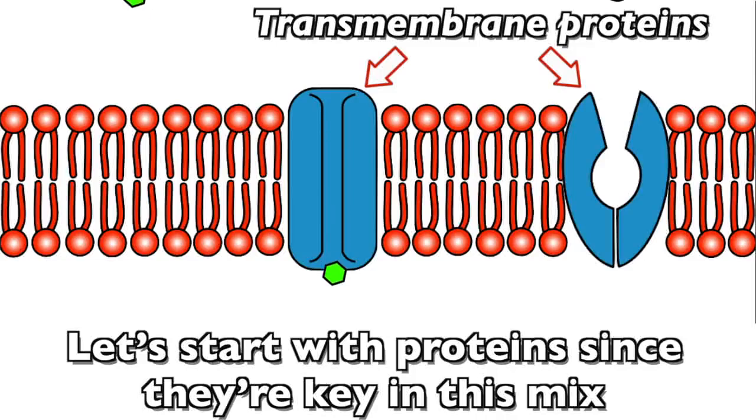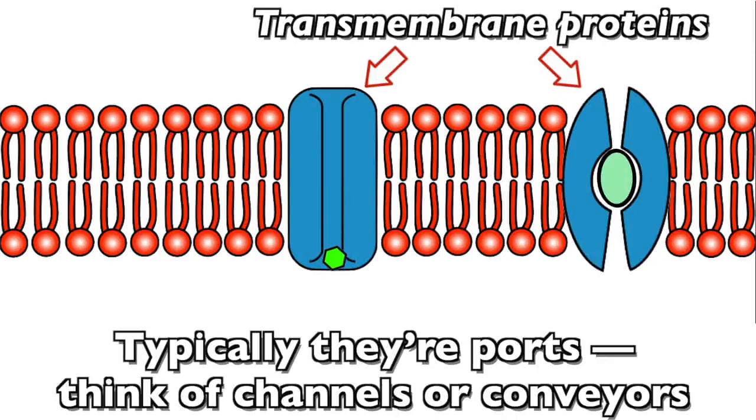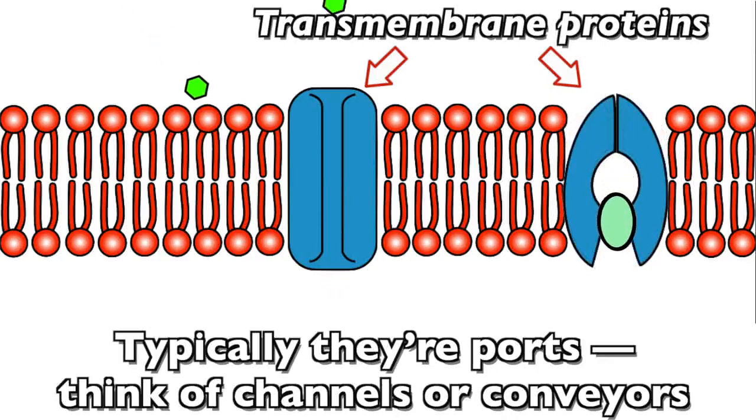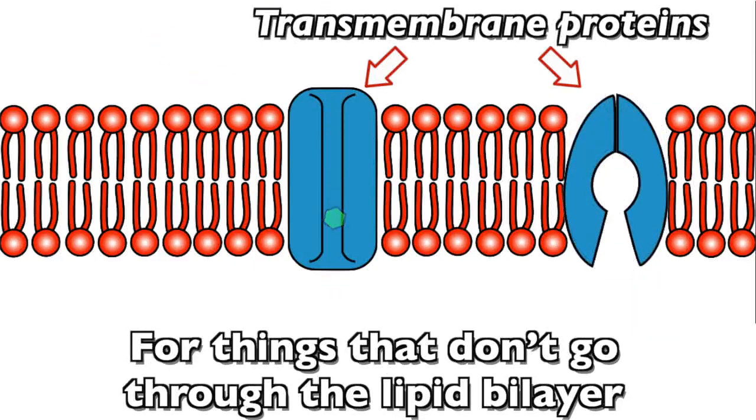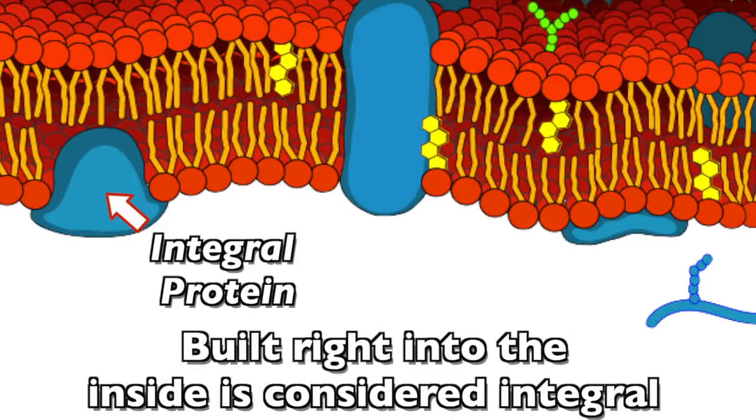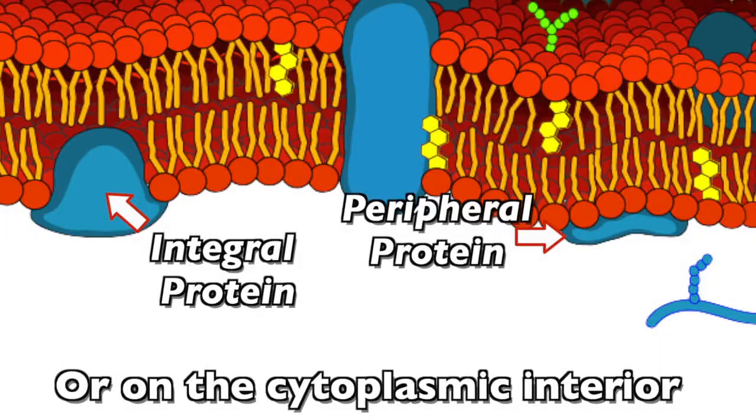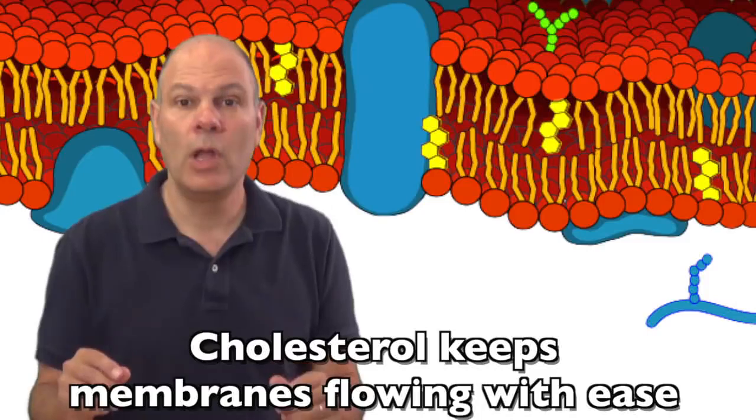Let's start with the proteins since they're key in this mix. Transmembrane proteins span the entire width. Typically they're ports, think of channels or conveyors for things that don't go through the lipid bilayer. Any protein embedded in the hydrophobic middle, built right into the inside, is considered integral, while peripheral proteins either hang on the exterior or on the cytoplasmic interior.